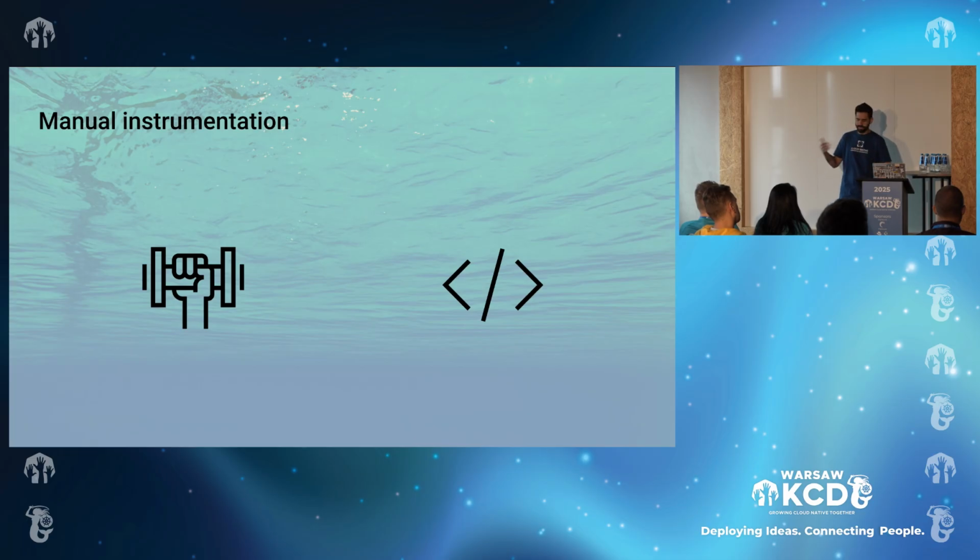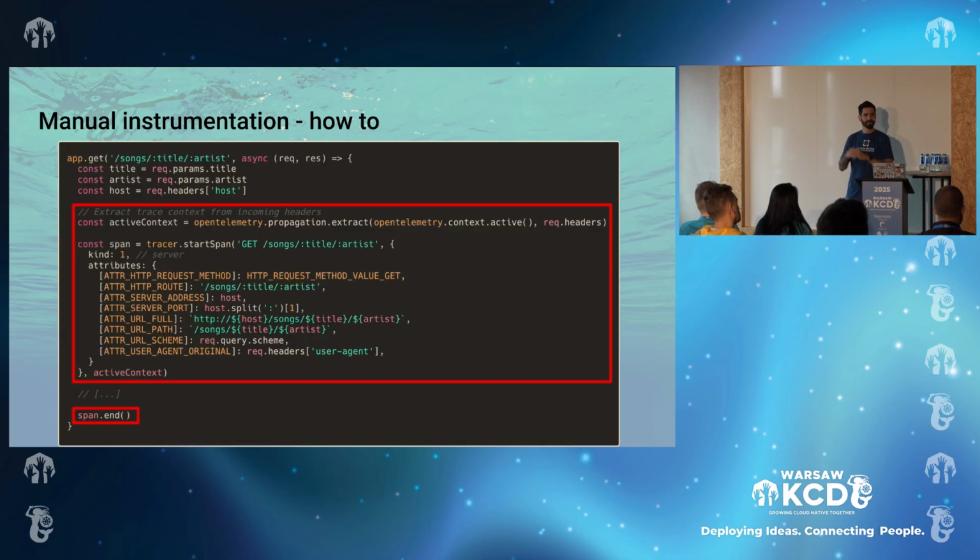So we have an example here in JavaScript. We can see that it's way more verbose. The first thing that I do is get the incoming context. Then I create my span, giving a name, kind, and a set of attributes. For all those attributes I'm using semantic conventions. More on that later, but Totten already briefly mentioned it in his keynote. And then I do whatever I need to do in my method, and I need to make sure I end the span.